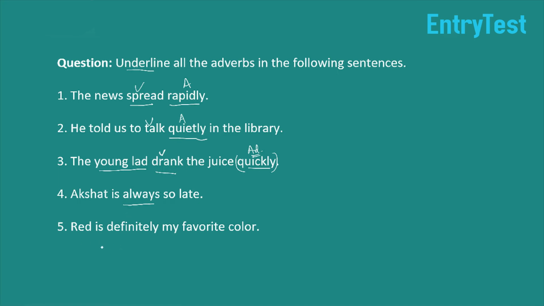Next, red is definitely my favorite color. So friends, here definitely is my adverb which is basically telling me the degree. Like, favorite, but how much favorite? Definitely it is my favorite. So definitely shows me the degree, and hence it's the adverb.